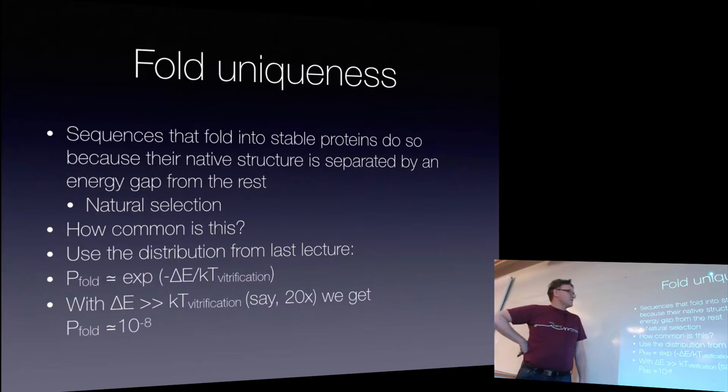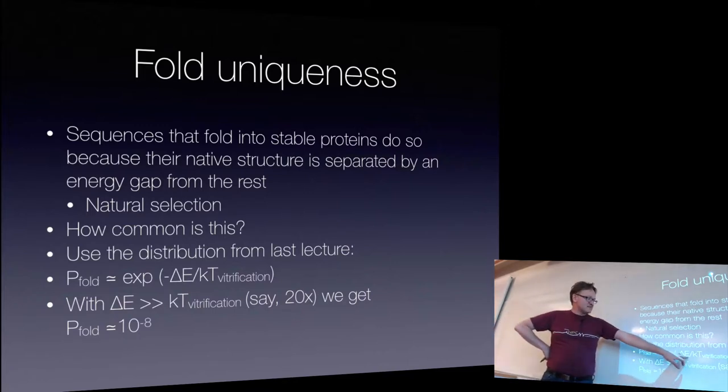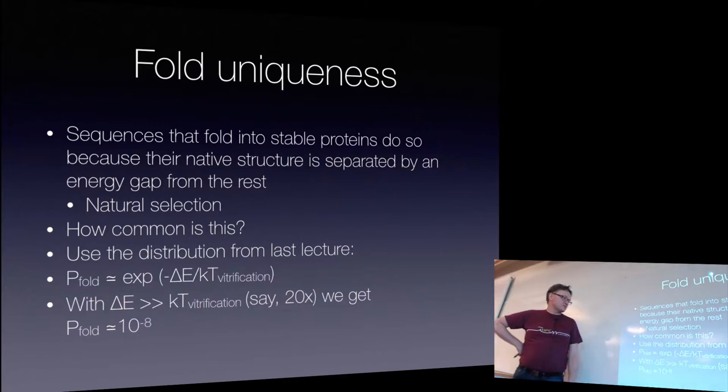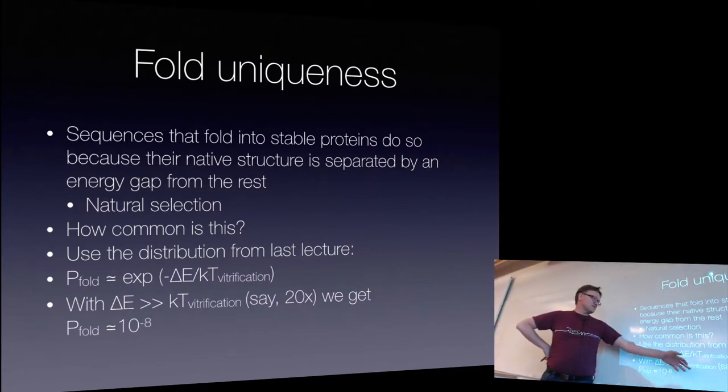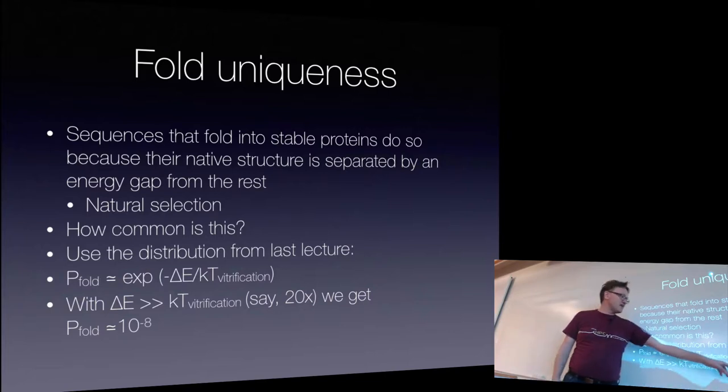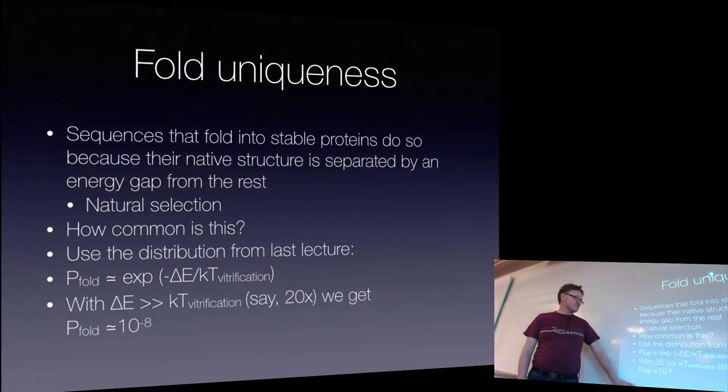So the likelihood of having one such energy state that is significantly lower than the other ones is going to correspond to having that delta E and comparing that to the vitrification temperature. And if we want the energy gap to be something like 20 times lower than the vitrification temperature, so high that we're not going to get over it by mistake, that's going to correspond to a probability of maybe 1 in 1 million or 1 billion or so. The exact number doesn't matter, but it's a fairly small number.